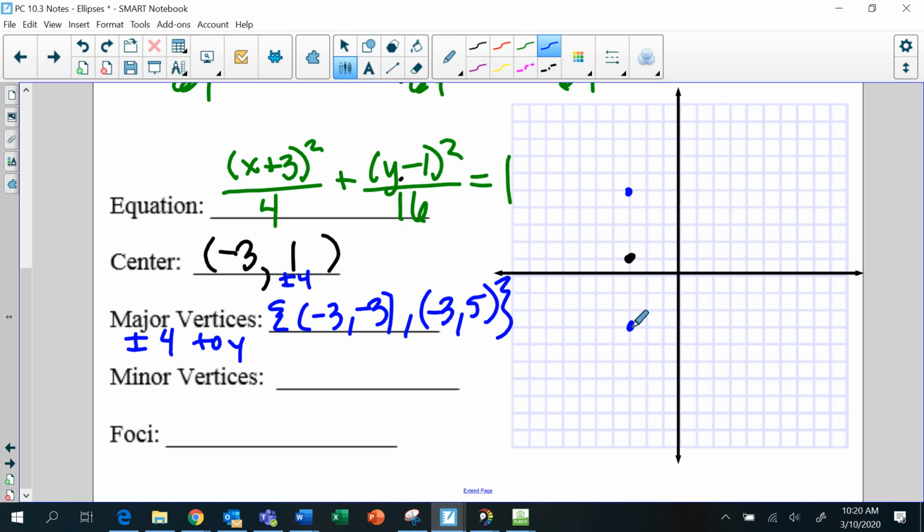So you can do it from the graph. You can come over here and go up 4, down 4. Over here, I just did it by adding and subtracting 4 from the 1. You could do either method. I usually do both just to double check my work.